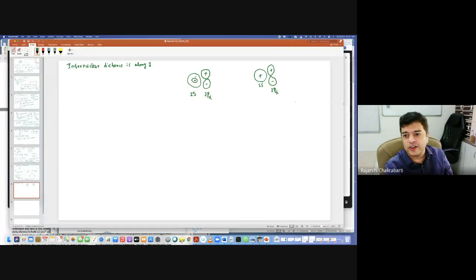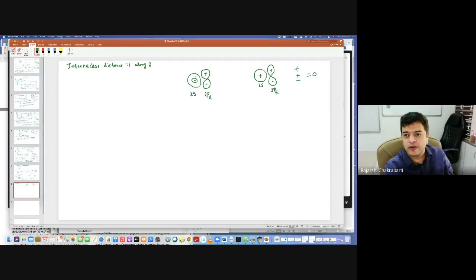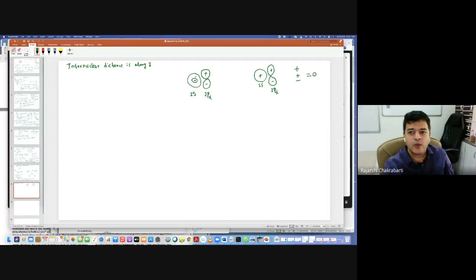So let us see the 1s and 2px interaction. What will happen to the overlap integral? This plus and this plus will give me something like plus. But this plus and this minus will give me something like minus. And then you have to sum this. They're the same amount of plus and same amount of minus. If you add them, it will be 0. Is this clear? Because what is an overlap integral?